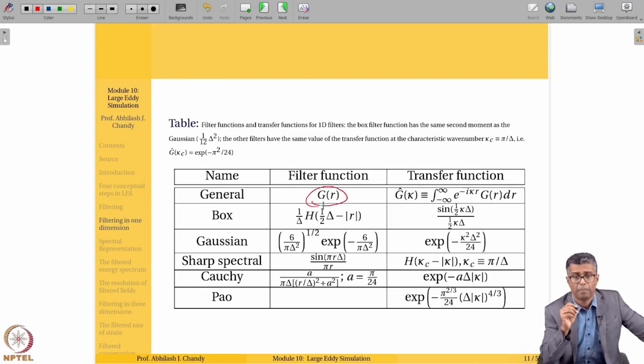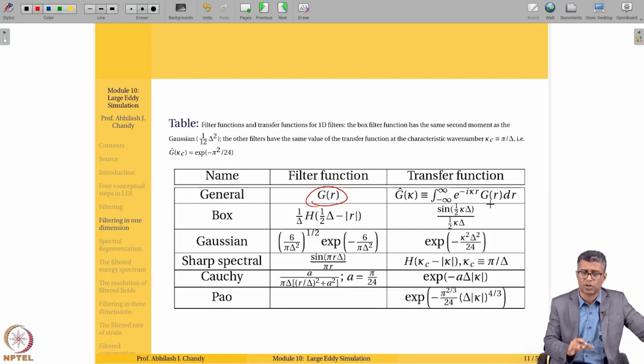So you have g of r being your filter function, and on the right here I have g hat of kappa, which is the Fourier transform of the filter function. That is why it is minus infinity to infinity e to the minus i kappa r g of r dr. Now this is all in one dimension. The same thing would apply in 3 dimensions.